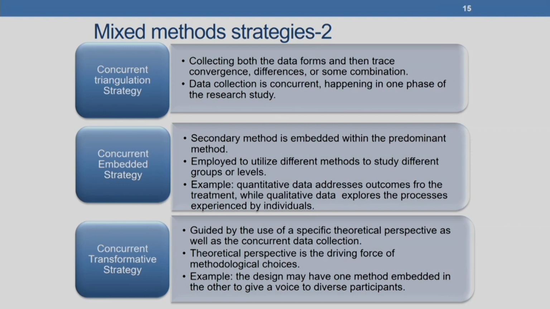Concurrent embedded strategy, secondary method is embedded within the predominant method. It is employed to utilize different methods to study different groups or levels. Example is quantitative data addresses outcomes for the treatment, while qualitative data explores the processes experienced by individuals. In a concurrent transformative strategy, guided by the use of a specific theoretical perspective, again, theoretical perspective is the driving force of methodological choices, and for example, the design may have one method embedded in the other to give a voice to diverse participants.